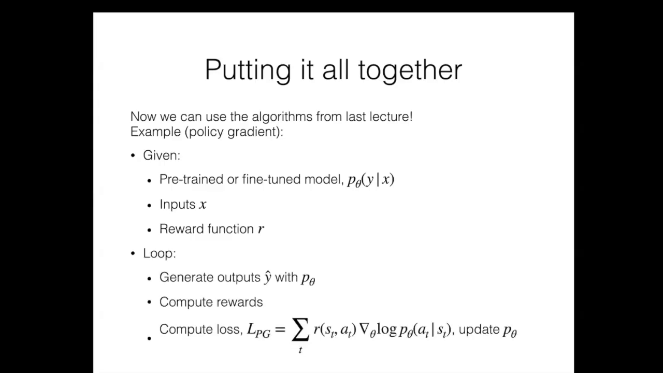Then you basically go in this loop. You generate some outputs with your language model, you compute your rewards, and then you compute some loss function, and then use your optimization algorithm like SGD or Adam, as we've been doing throughout the class. So here's a simple loss function that we have with policy gradient, where we have the rewards for each state and each action, and then we have this gradient of the log probability under the model.